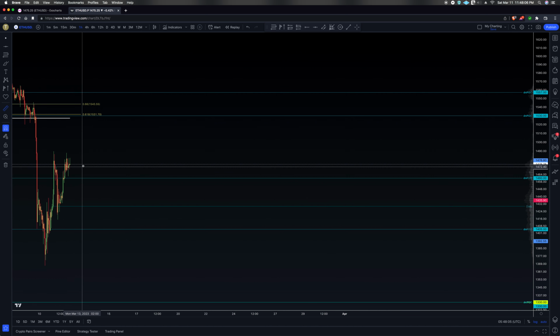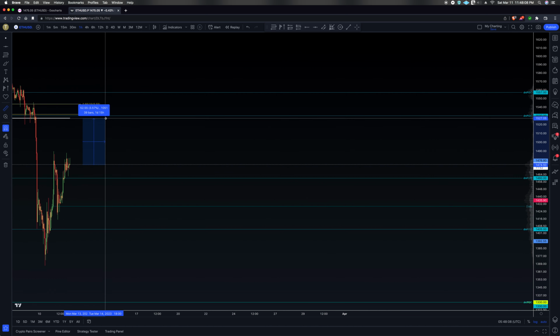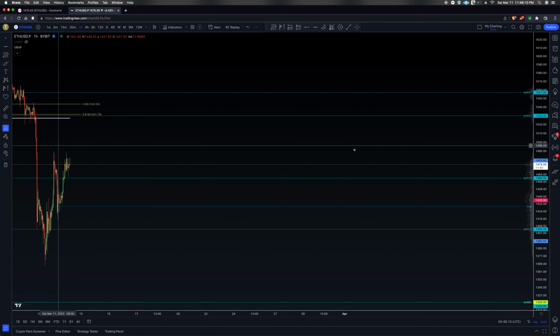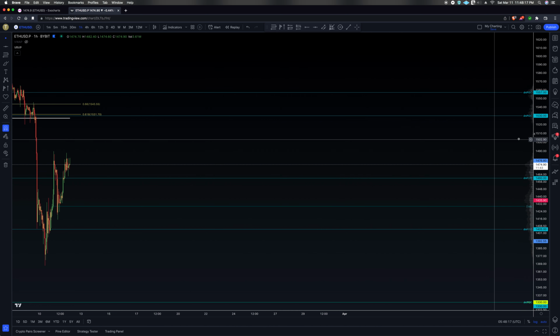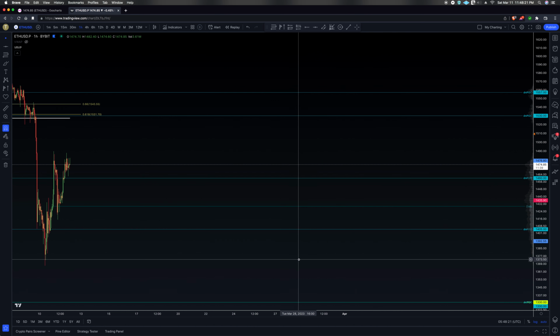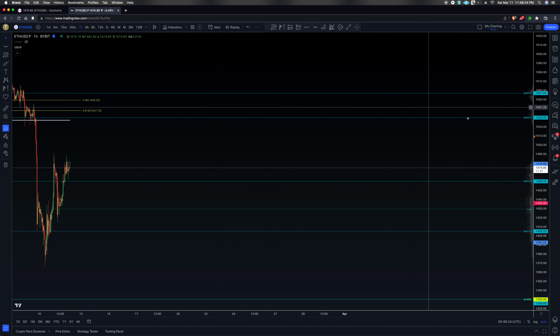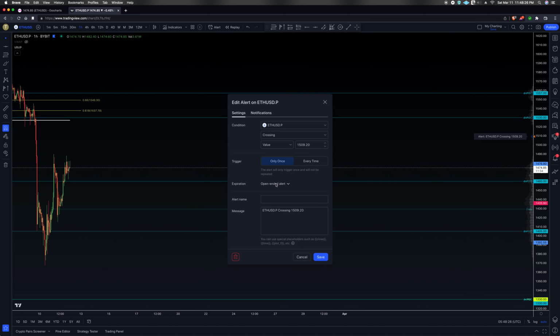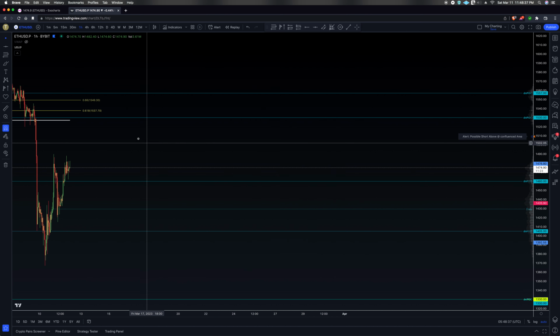How far away are we? Let's see, about 3.5% away. We'll go ahead and just come over right there and set us a little alert. Okay. I'm just going to keep this as is, so I need to turn the log mode off. I apologize. And I'll just label this possible short above at confluenced area. Cool.